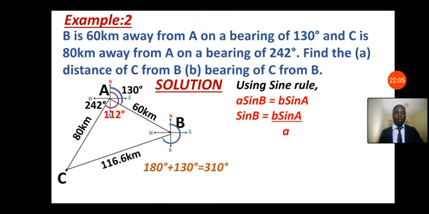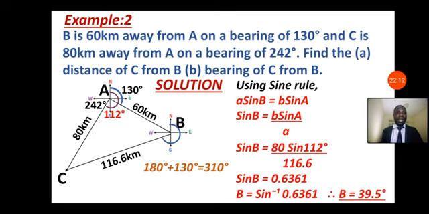My sine rule here will simply say A sine B equals B sine A. And if I substitute my values of B and A properly, I should have sine B equals 80 sine 112 degrees divided by 116.6. My sine B will ultimately give me 0.6361. And if my sine B is that, it simply means the value of B will have to be the sine inverse of 0.6361. If you compute that properly, you should have B equals 39.5 degrees. So my angle B is 39.5 degrees.